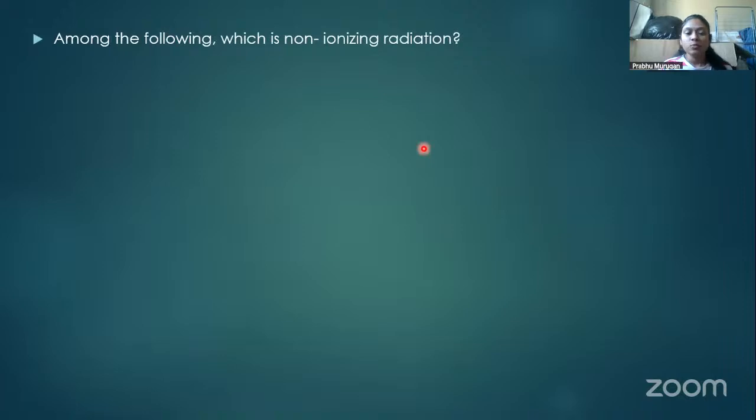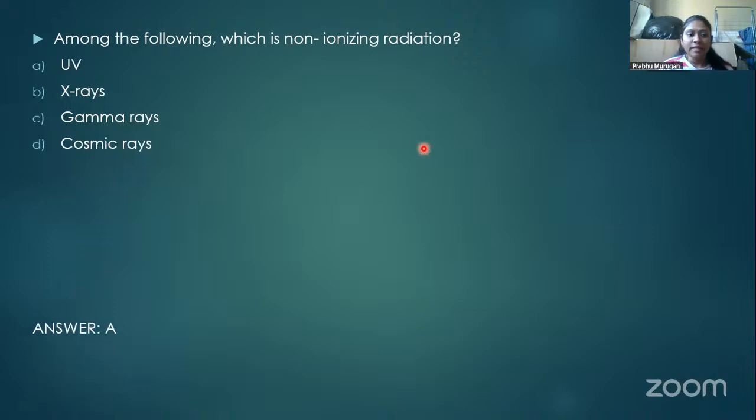I think this was asked once: which is a non-ionizing radiation? Four options have been given: UV rays, X-rays, gamma rays, and cosmic rays. Obviously we all know, right? UV rays is the non-ionizing radiation. Apart from it, your radio waves and microwaves are also non-ionizing radiation. That is why ultrasonography, which makes use of radio waves, comes under the non-ionizing type of diagnostic purpose.